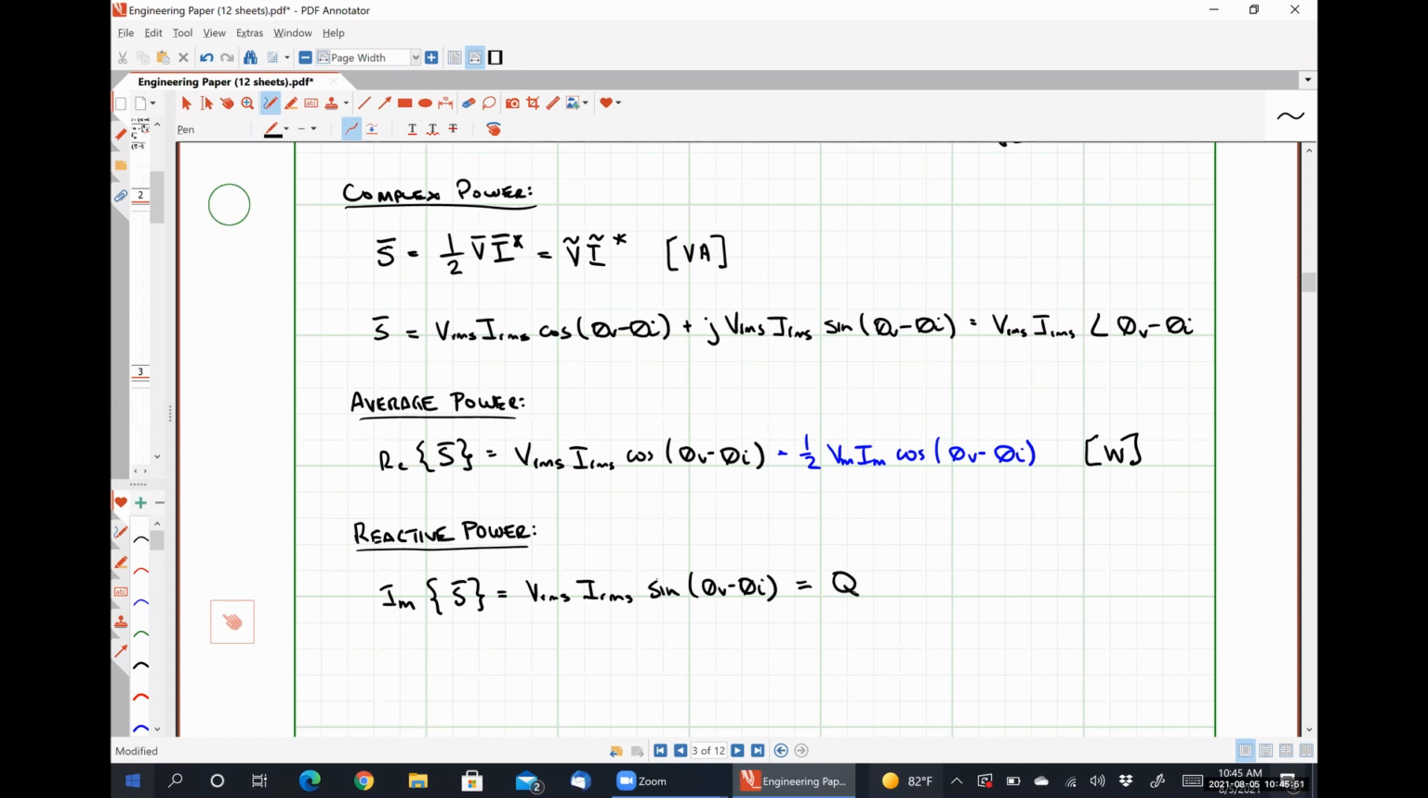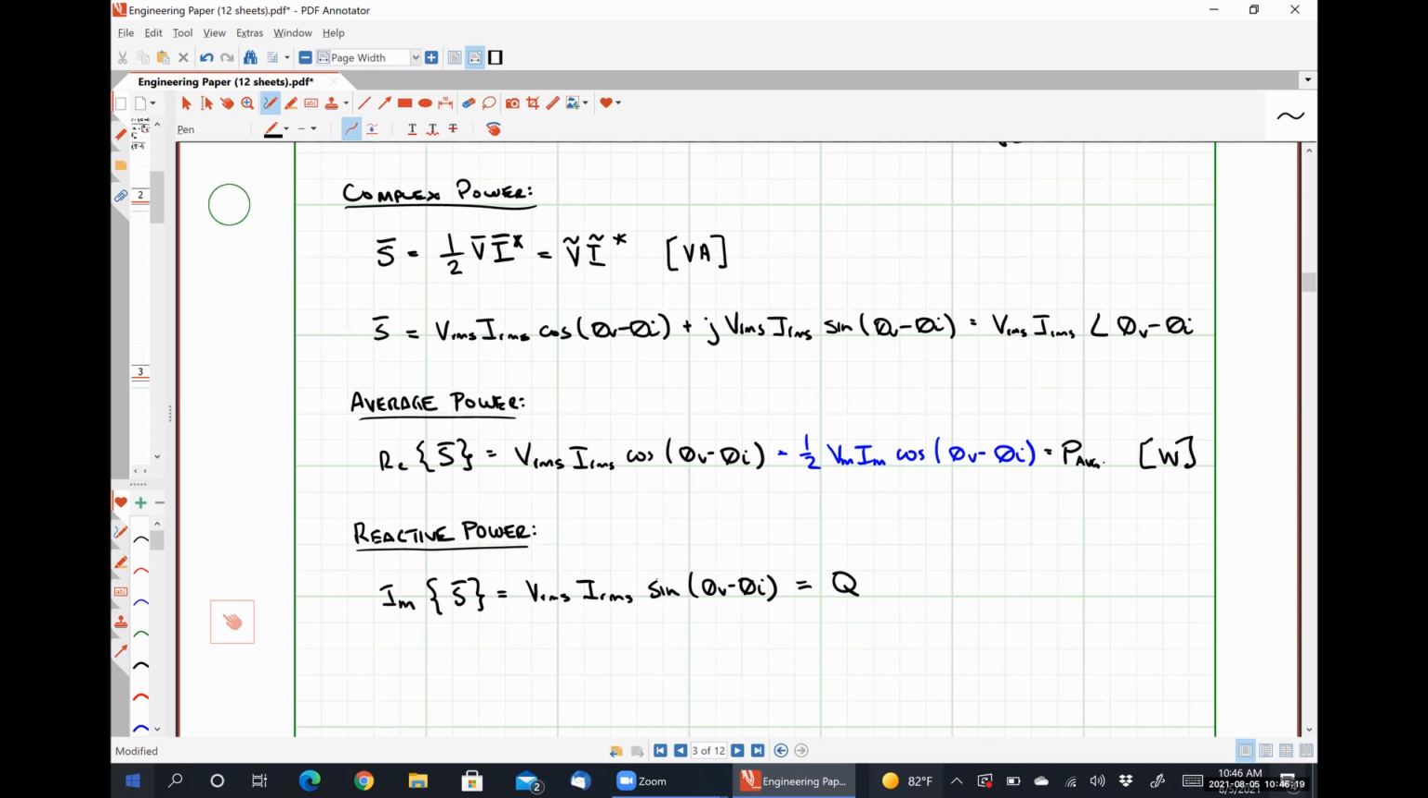Actually, let me give myself a little room here. Average power, we have been using the letter capital P. We're going to continue to do that. I may write it as P with an AVG under it. I might forget to do the AVG, but capital P is related to average power. Q is the reactive power.